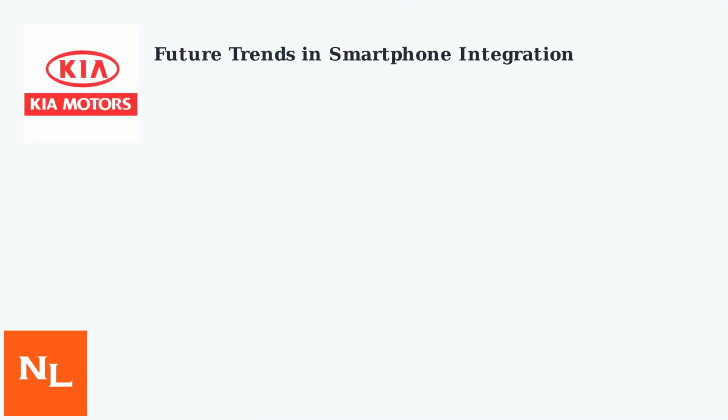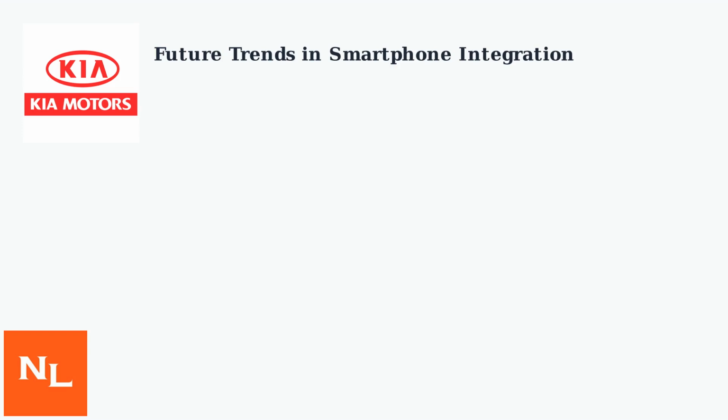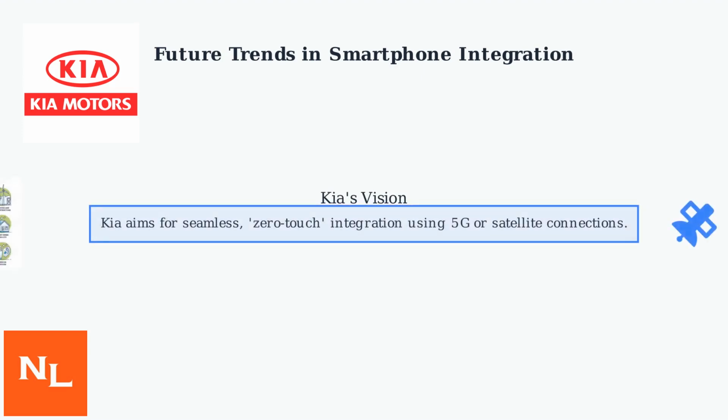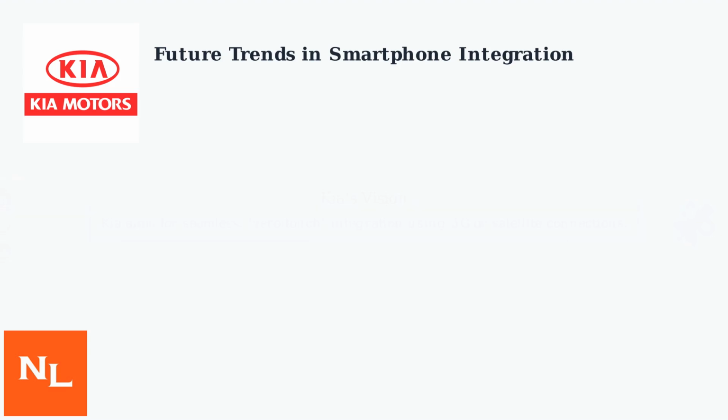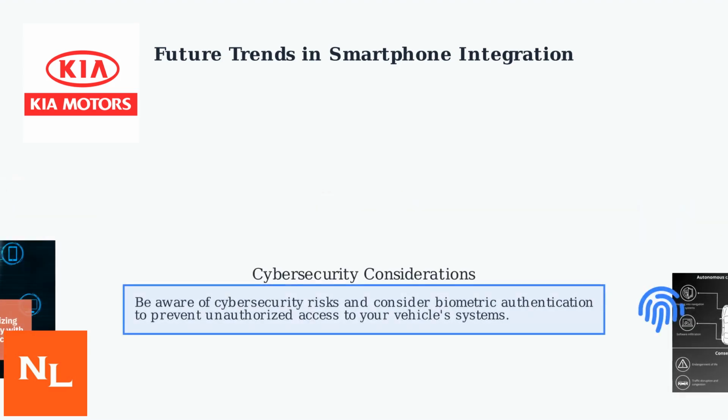The automotive industry is moving towards deeper smartphone integration, with features like AI-driven navigation and augmented reality projections expected in future models. Kia aims for seamless, zero-touch integration using 5G or satellite connections. Be aware of cybersecurity risks and consider biometric authentication to prevent unauthorized access to your vehicle's systems.